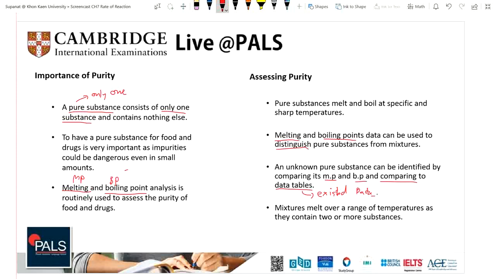Okay, so if we have an unknown pure substance, it can be identified by comparing its melting point and boiling point. We compare the melting point and the boiling point that we measure from the unknown substance to the existing data table. Then we can identify the unknown pure substance. All right, this is how important the purity and the assessing of the purity are.